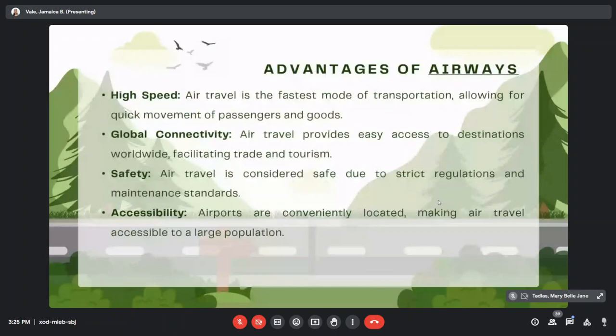So, advantages of airways. First is high speed. Air travel is the fastest mode of transportation, allowing for quick movement of passengers and goods. Second is global connectivity. Air travel provides easy access to destinations worldwide, facilitating trade and tourism. Third is safety. Air travel is considered safe due to strict regulations and maintenance standards. And lastly is accessibility. Airports are conveniently located, making air travel accessible to a large population.